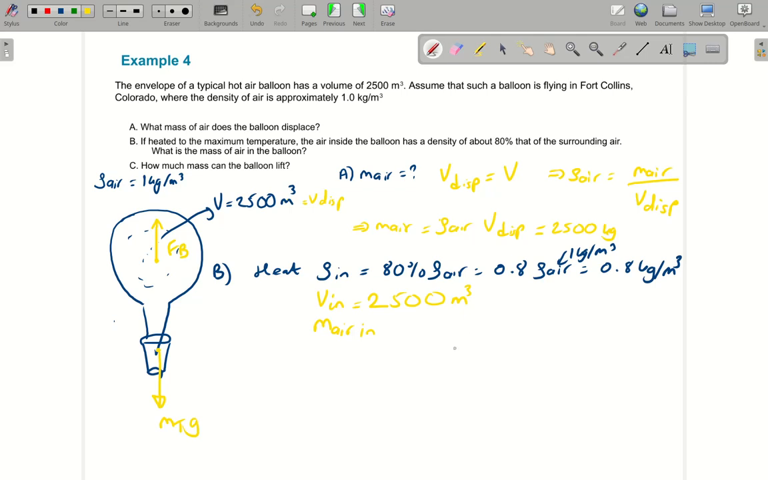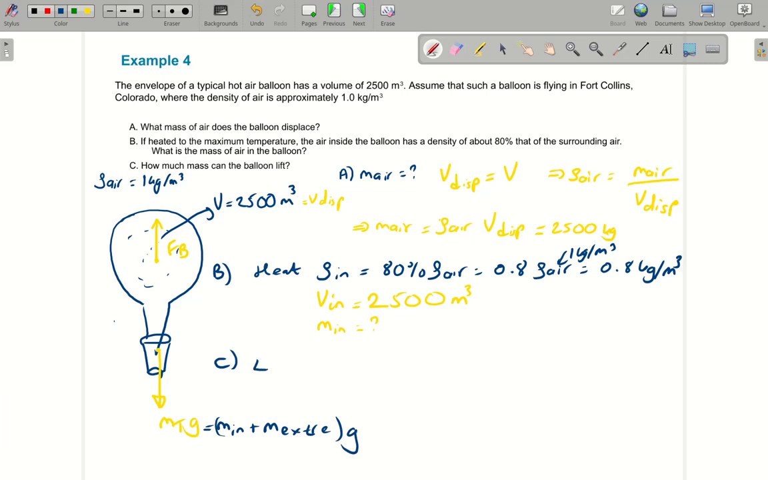I'm gonna call it m air in balloon, or let's call it m n, because we called this guy m air. You guys will find that. And then part C tells you how much mass the balloon can lift. That would be the total mass, that would be the air in plus m extra, times g. Okay, that will be the weight down, F buoyancy up, and you want to lift that.